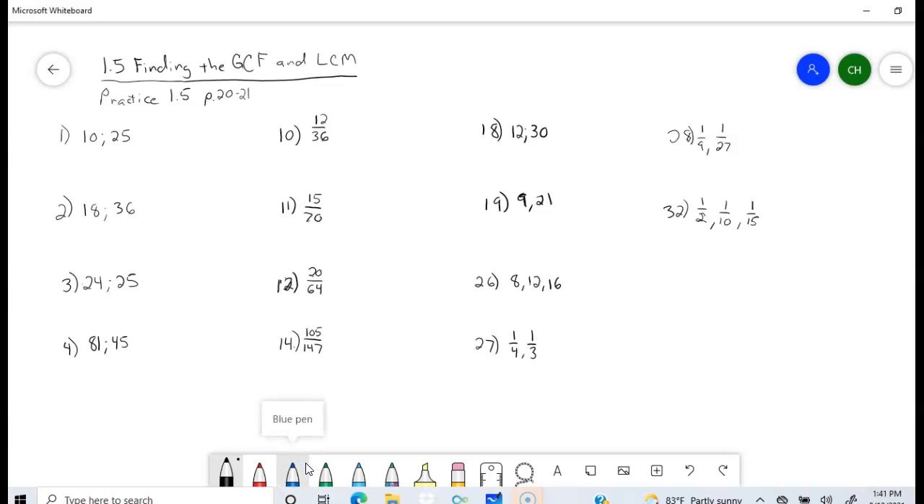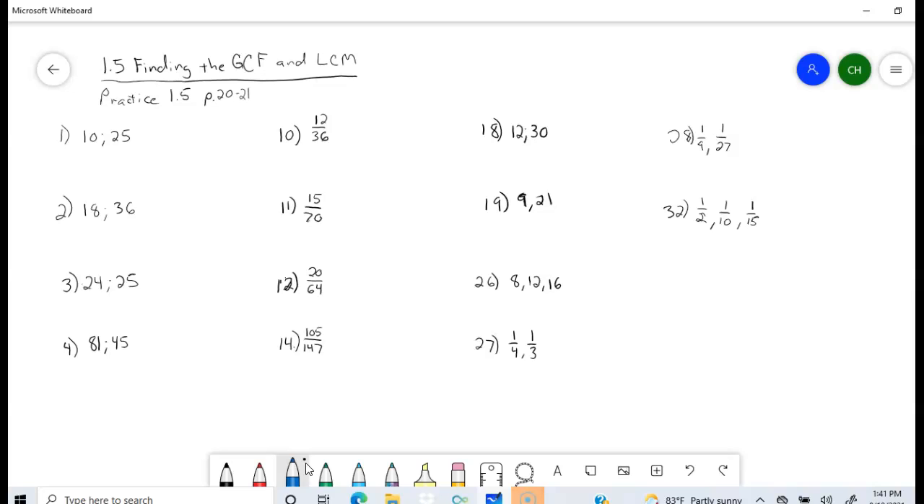Alright, welcome to Pre-Algebra section 1.5, finding the greatest common factor and the least common multiple. Work and practice 1.5, pages 20 and 21. We'll go through a few examples, and this is review, so you should be able to pick up on it pretty quickly. Just work on your homework and get refreshed on it.